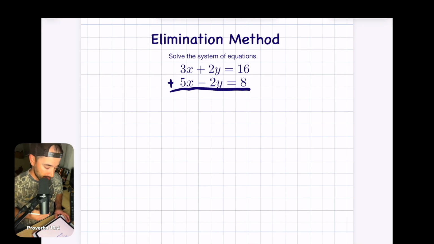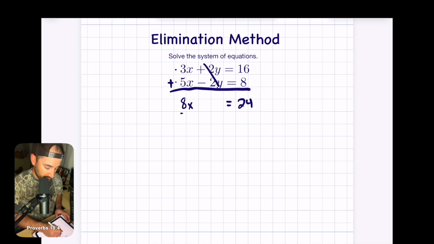So what we're going to do is add both of these equations together, just like an addition problem. And whenever we do that, we notice that our y terms cancel. First of all, we have 3x plus 5x, and that is going to be 8x. And then we have positive 2y plus negative 2y, and those cancel, leaving us with 0. That is going to be equal to 16 plus 8, which is 24. And so now we have 8x is equal to 24.